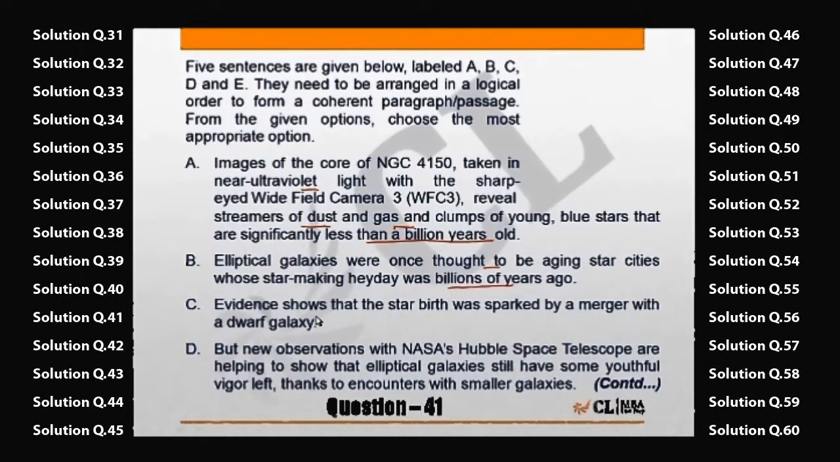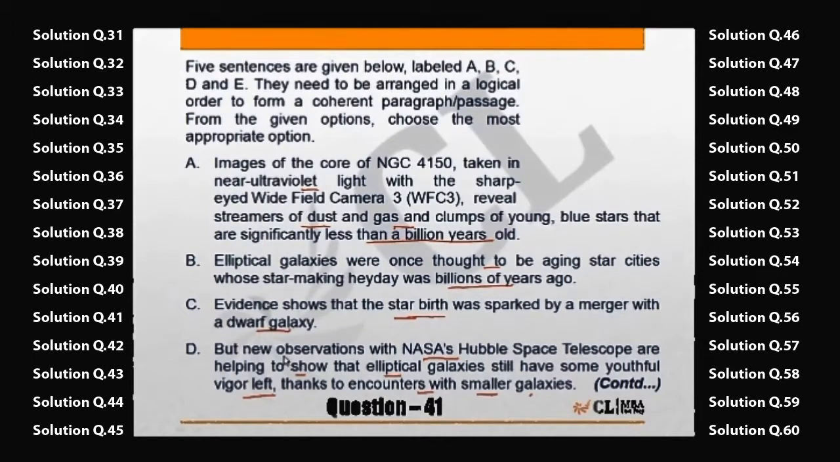Statement C. Evidence shows that star birth was sparked by merger with a dwarf galaxy. Statement D. But new observations with NASA's Hubble telescope are helping to show that elliptical galaxies still have some youthful vigor left thanks to encounters with smaller galaxies.